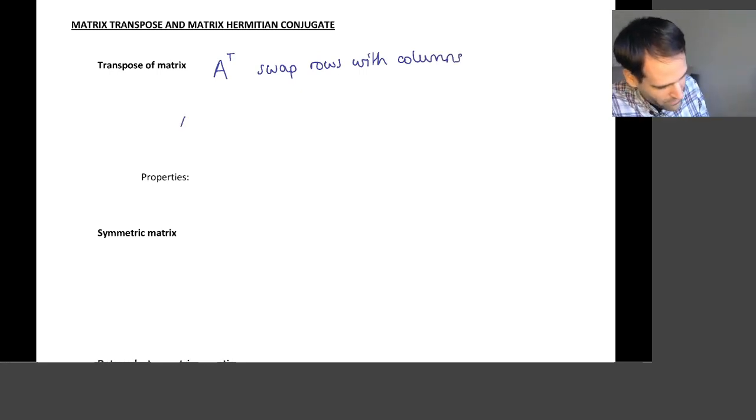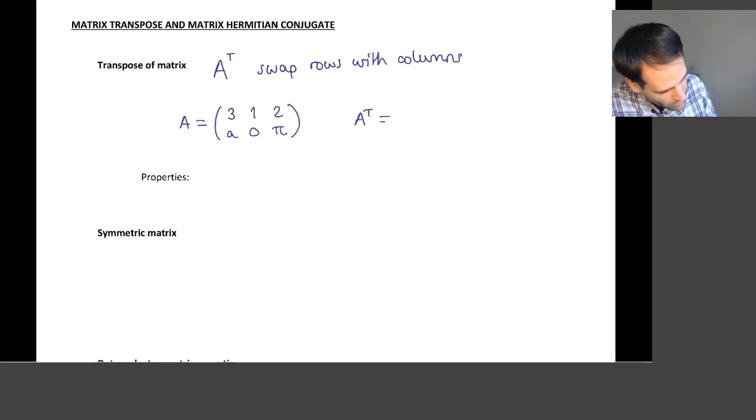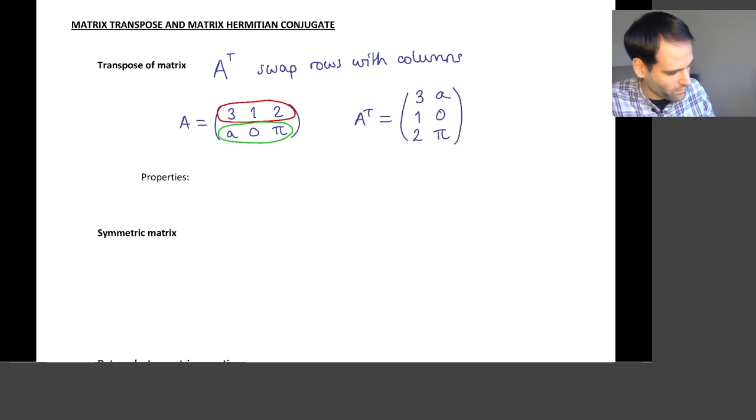So for example, if you have a matrix which is equal to this one, this is a 2 by 3 matrix. So if you do the transpose of matrix A, then the first row becomes the first column, 3, 1, 2, while the second row becomes the second column, A, 0, pi. And that would be the transpose of matrix A.